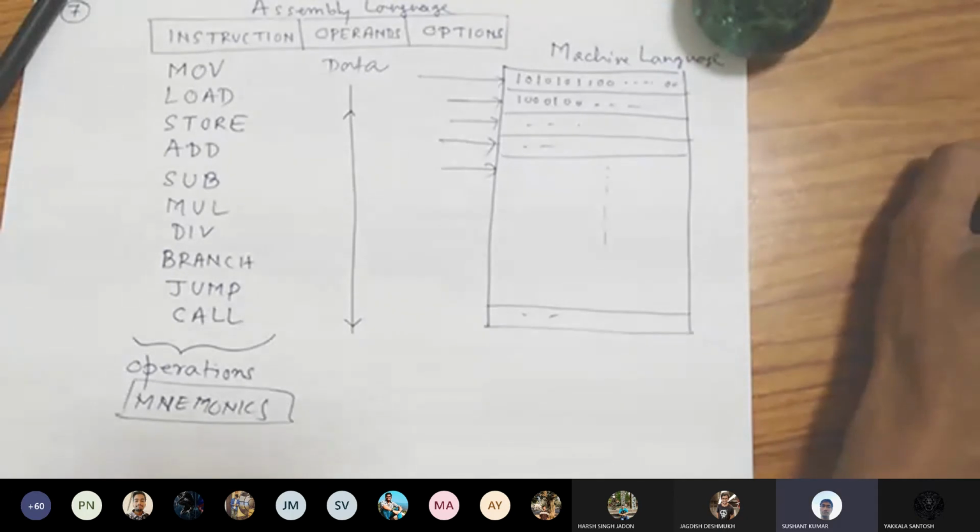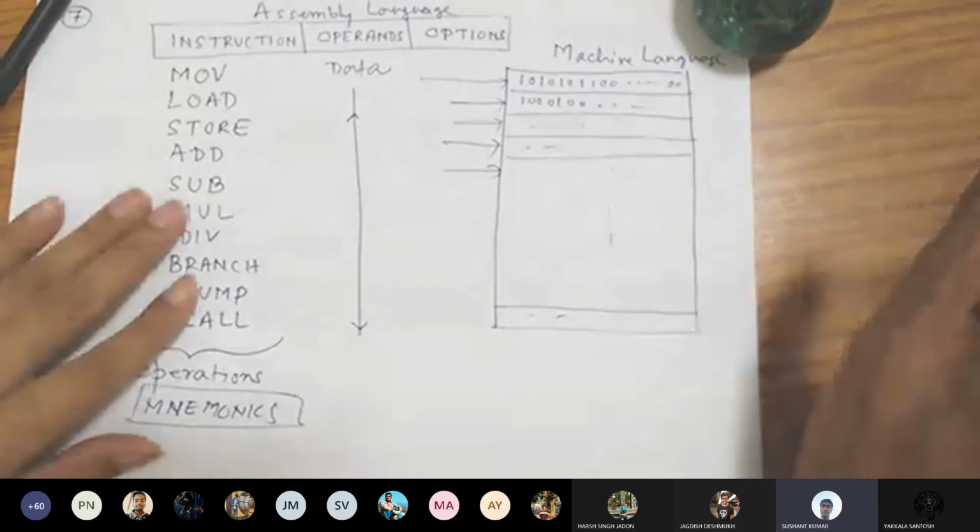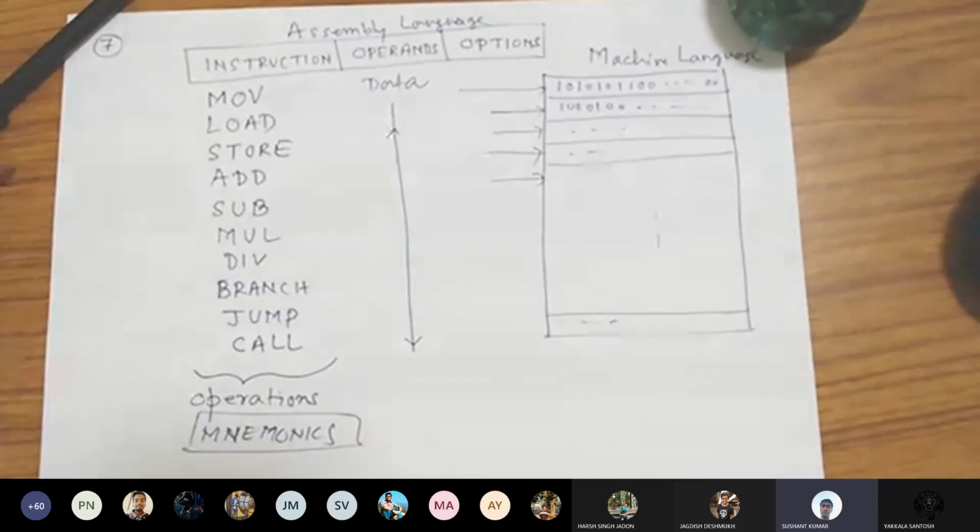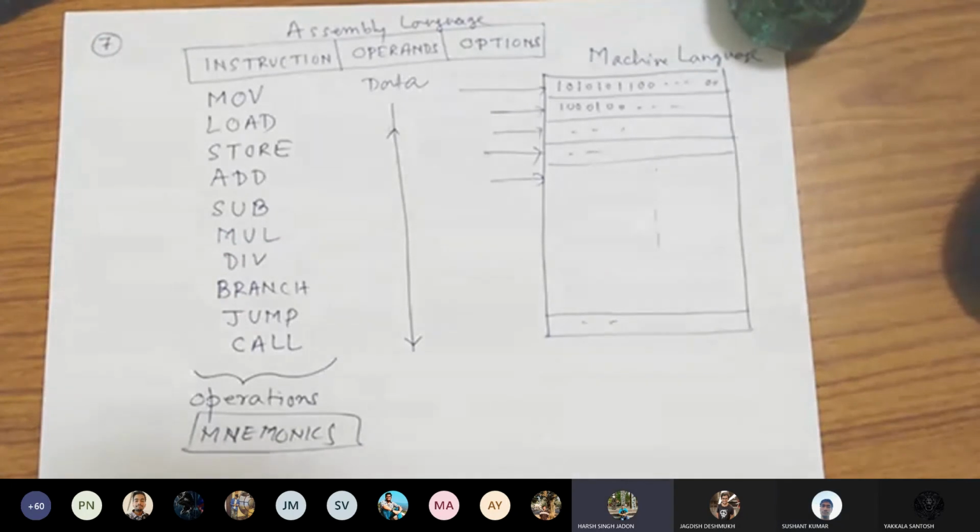So today we will learn assembly language. Probably we will start some assembly language programming. I'll show you the hardware. Do we have to first install any software for that?